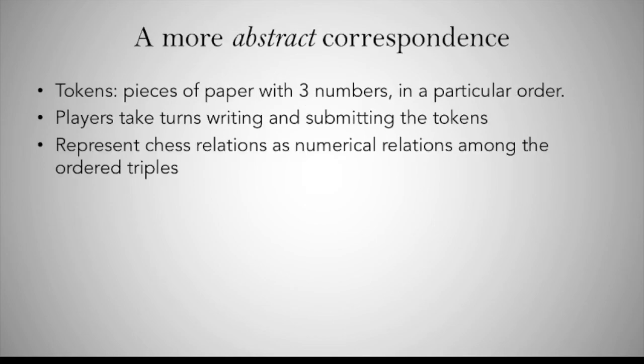You could have a more abstract correspondence, for instance, in which tokens might be pieces of paper. For instance, playing chess, tokens would be pieces of paper with 3 numbers in a particular order, and the players take turns writing and submitting the tokens. And you can represent chess relations as numerical relations among the ordered triples.